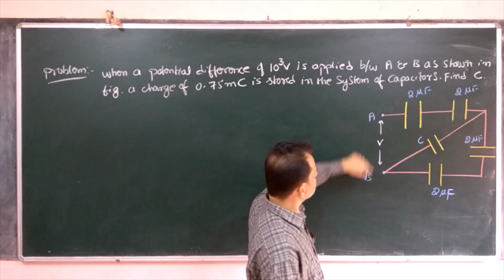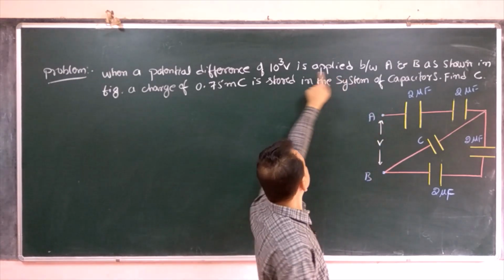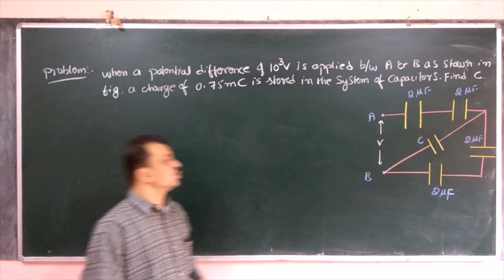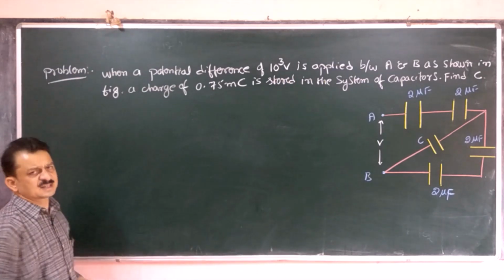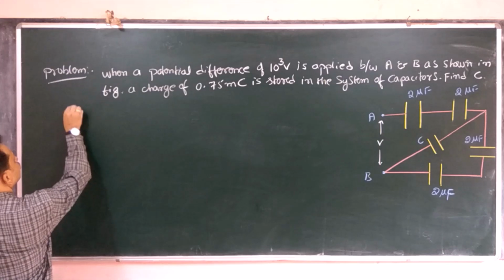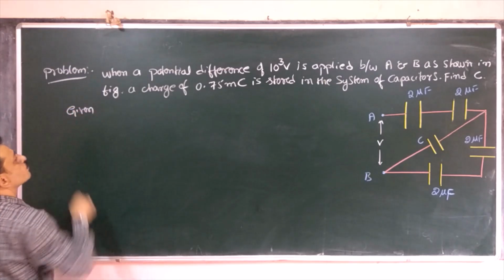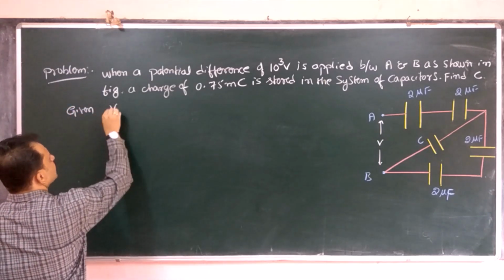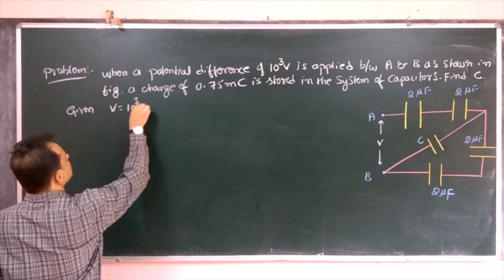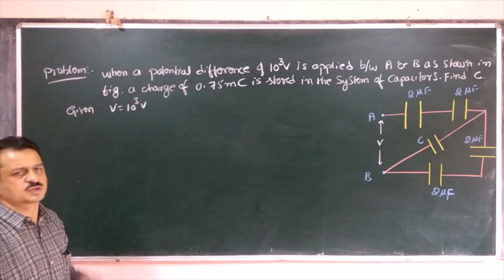Now here between the terminals A, B, we are applying a potential of 10 to the power of 3 volts. Now what is the value of C? That we have to work out. Now given, the voltage applied is 10 to the power of 3 volts, that is 1000 volts.